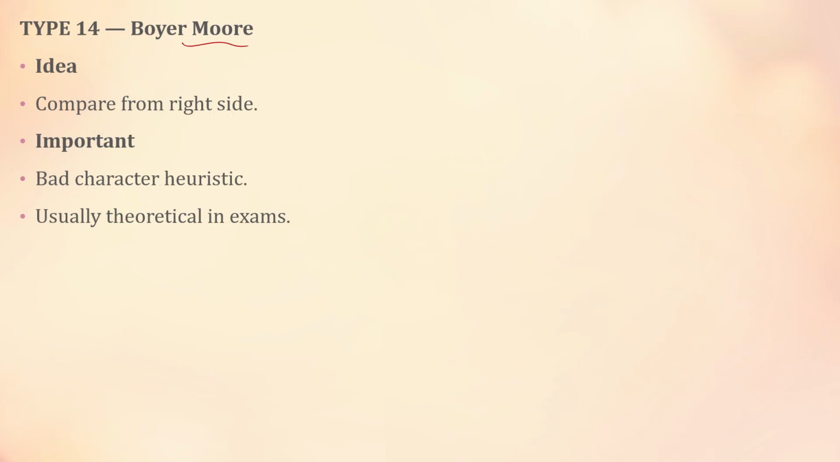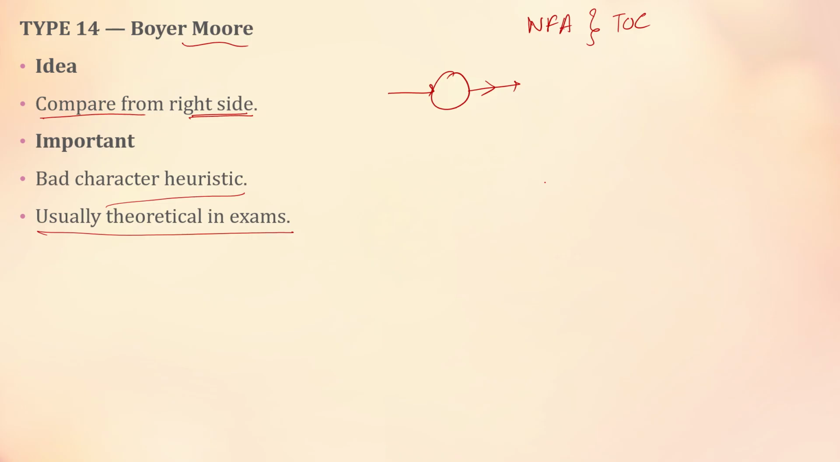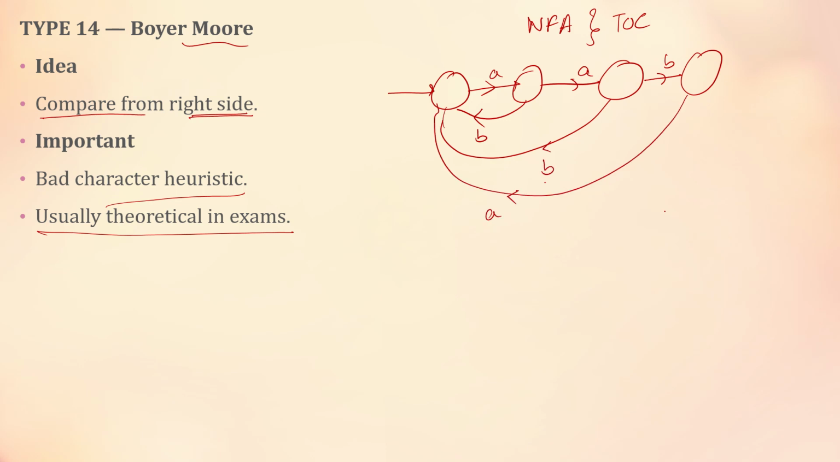Then last is your Boyer-Moore. It compares from the right hand side, bad character heuristic, and is usually theoretical. As you have seen in your classes where you had drawn NFAs in TOC, theory of computation, like A, B. Now, in case you have A, you go back. In case you have B, you go back. In case you have A, you go back. This is your final state, and this is your initial state.